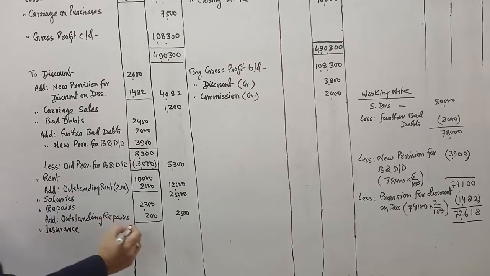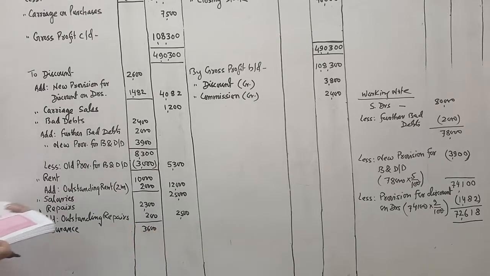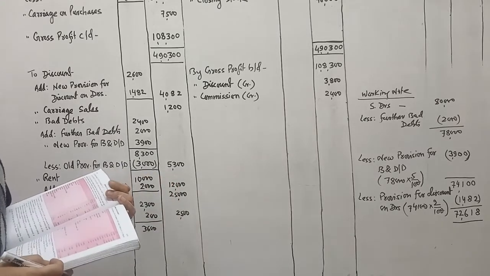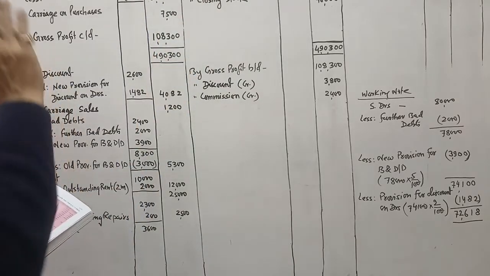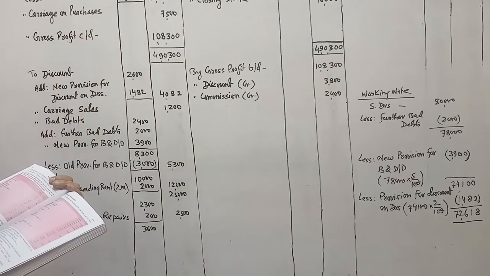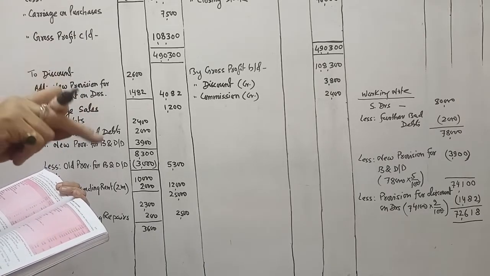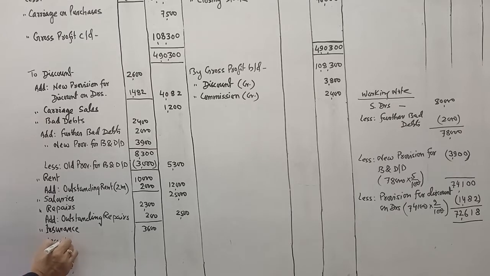Insurance is 3,600, and in brackets it is mentioned that the annual premium was paid on 1st January 2016 and the account closed on 31st March 2016. It means in this financial year the insurance premium is related to only 3 months. 9 months insurance premium is prepaid, so we will deduct the prepaid insurance.